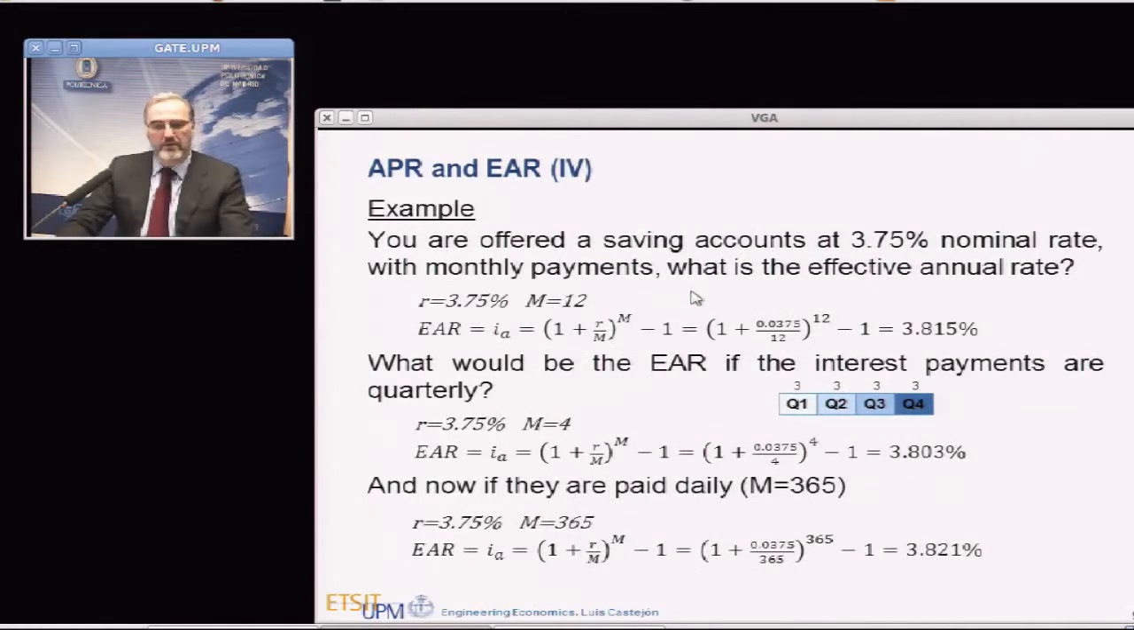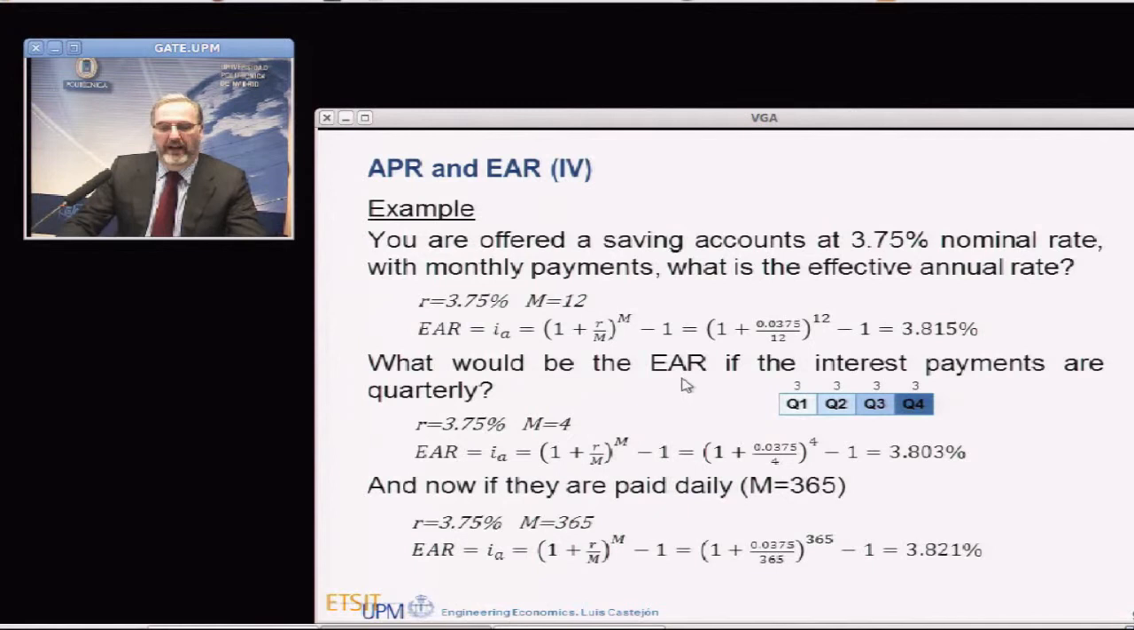Examples. You are offered a saving account at 3.75% nominal rate with monthly payment. What is the effective annual rate? So it's easy. We apply the formula, and at the end, as you see, the effective annual rate is always higher than the nominal one because of the compounding effects. You will be paying, or you will be paid, interest over interest of the previous month.